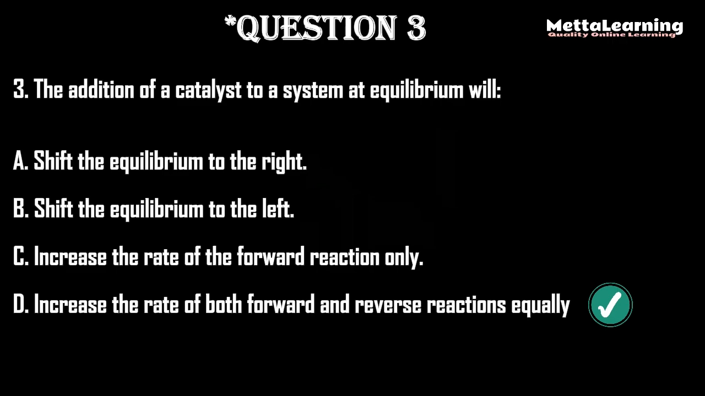So now, a catalyst speeds up both the forward and the reverse reaction by providing an alternative pathway with a lower activation energy. However, it does not affect the position of the equilibrium or the concentration of the reactants and products at equilibrium. It only helps the system reach equilibrium more quickly. Therefore, option A and option B are incorrect because the position of equilibrium remains unchanged. And our correct answer remains option D, which is increase the rate of both forward and reverse reaction equally.